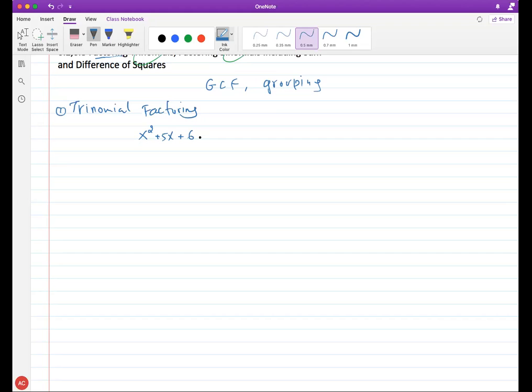Do we have a GCF here? We have a common factor, 1. One is always a common factor. Anything else other than one? No. That's right. We don't have anything else common. The x is not common because it's not here. There's no number other than 1. So this doesn't work. Also, grouping doesn't seem to work here.